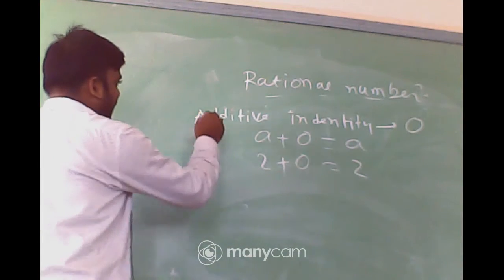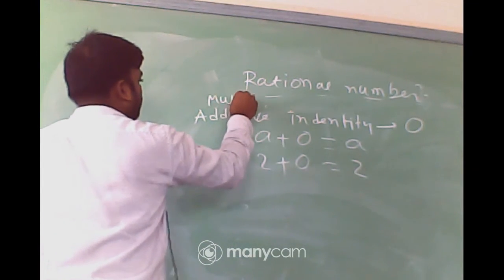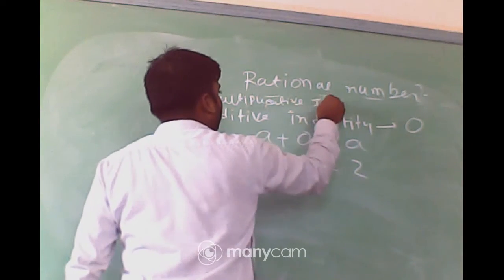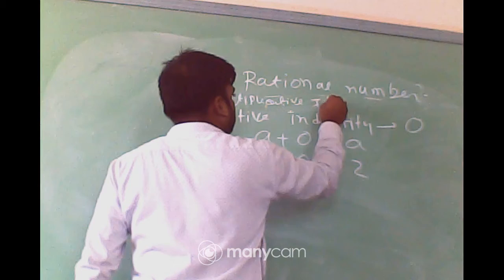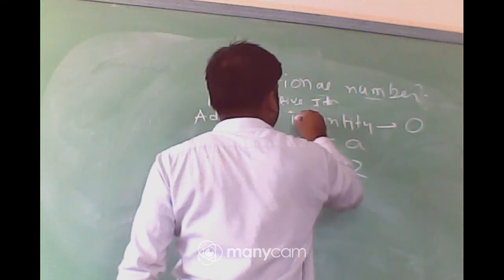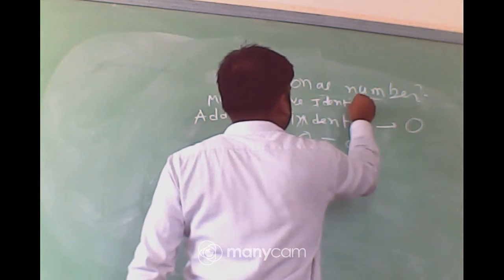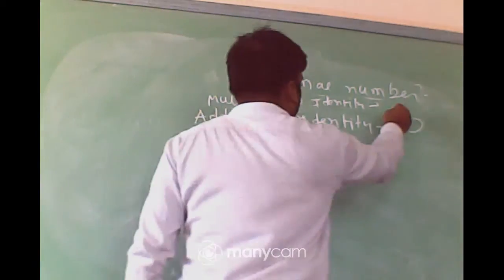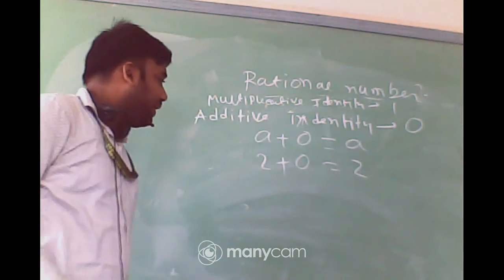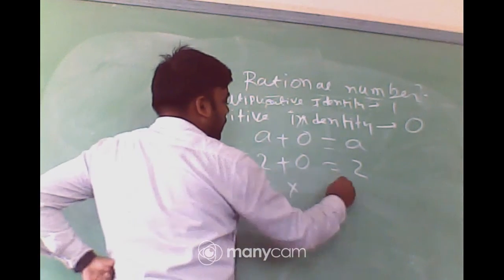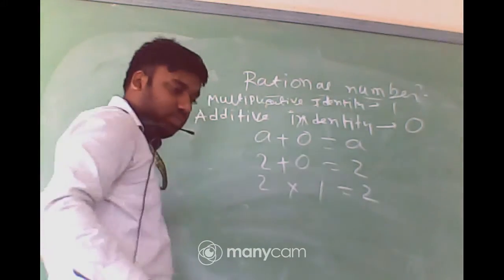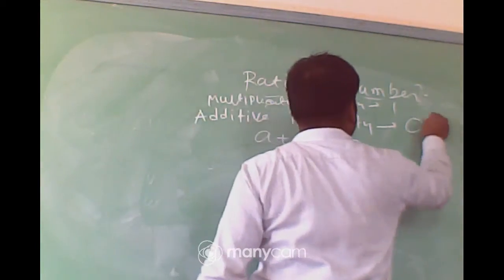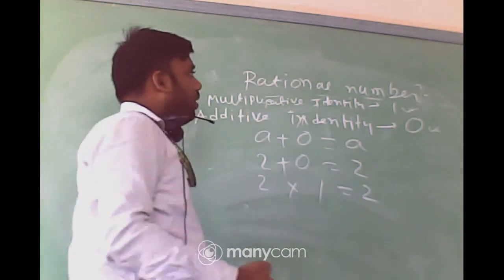And multiplicative identity? What is multiplicative identity? Anyone? Yes, 1. 1 is called multiplicative identity. Why is it multiplicative identity? 2 into something, the result is 2. That is only 1. That is multiplicative identity. So additive identity is 0 and multiplicative identity is 1.